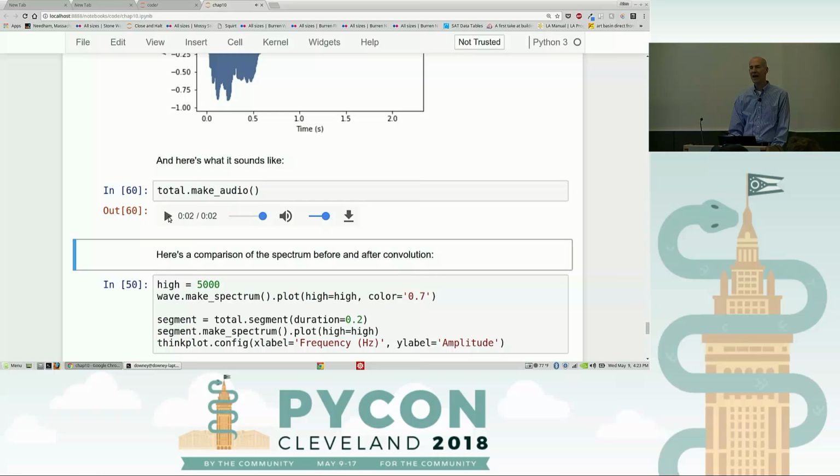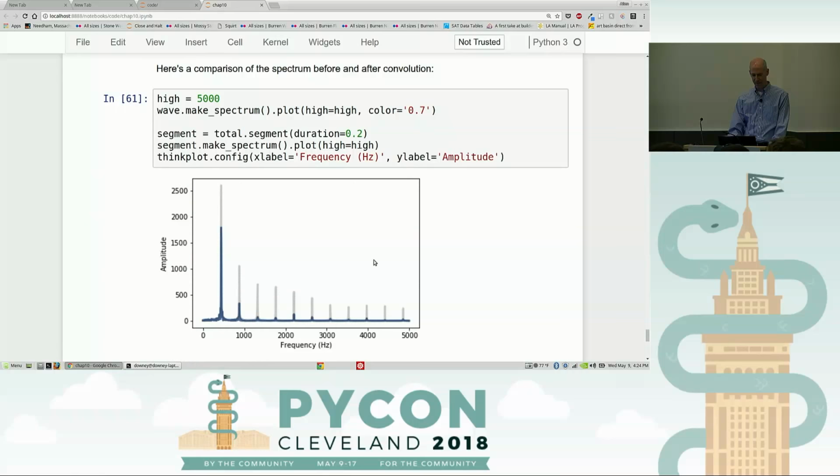So that is a simulation of the sawtooth if it was played in the room where the gunshot was recorded. And it sounds to me a little bit like it's in a garage. It kind of sounds like a car horn being played in an echoey garage. Okay. And we can see the spectrum before and after. And again, it's behaving like a low-pass filter as far as the amplitudes are concerned, but it's also got this phase information that I'm not showing graphically, and that's where the echoes come from. The echoes come from the phase.